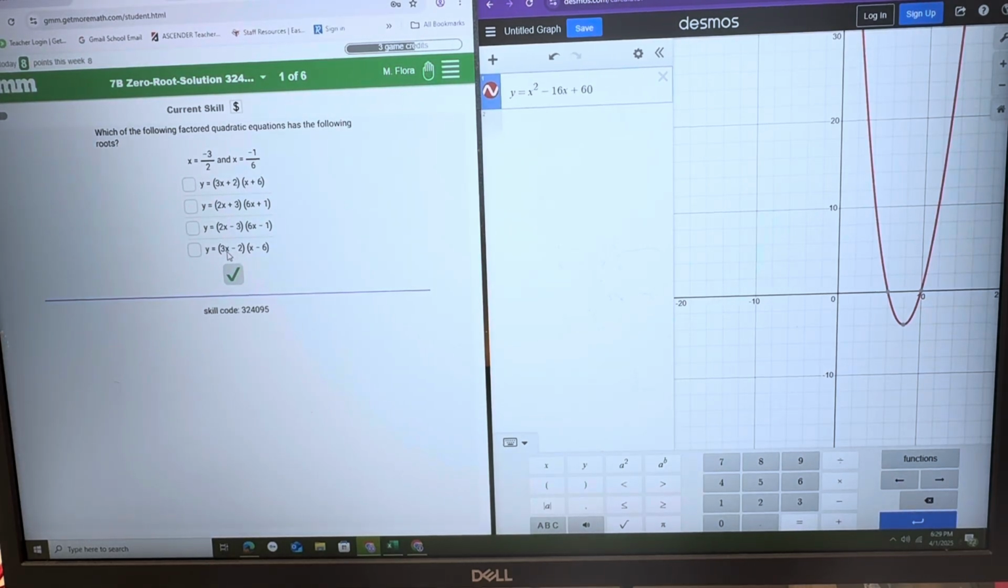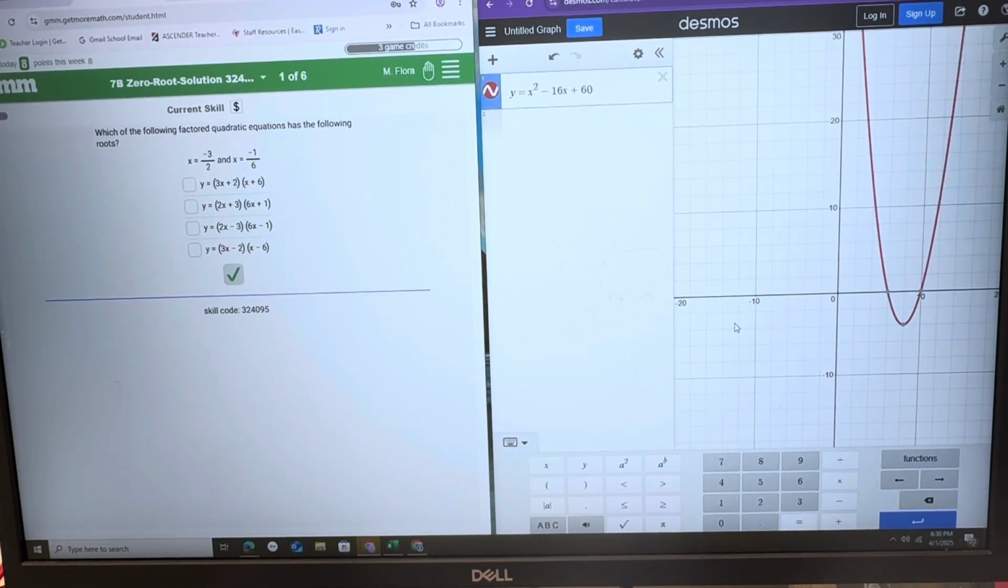Okay, so notice this time they did not give us the equation. So you could graph them all and see which one hits at -3 and 2. Let's see. Or we can solve them. So when you set each equal to 0, you're going to move the term over and then divide by the coefficient of x.